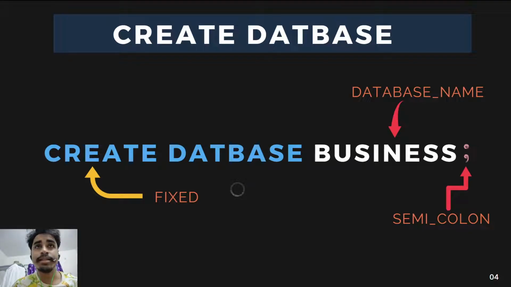Okay, let's get introduced to some MySQL queries. At first, to create a new database in MySQL, we use the following statement on the screen. Here we have created a database whose name is business, and at the end of the statement we must use a semicolon. Keep it in mind. We are going to use a semicolon after every MySQL query statement.